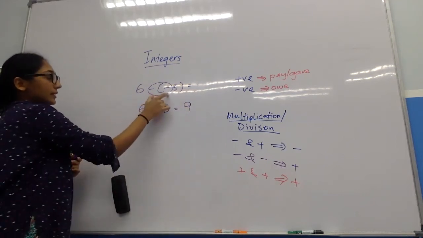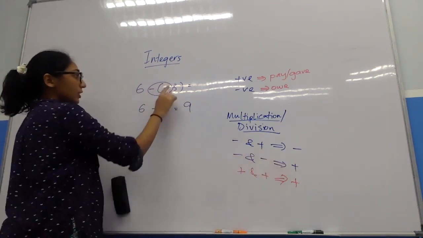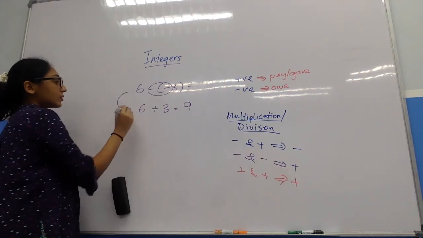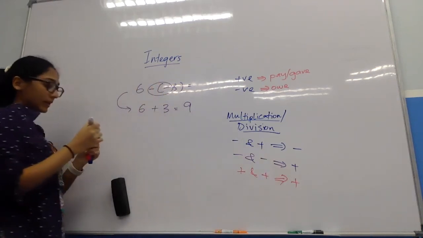So when it's side by side, you see what the rule is. Negative and negative become positive. So you rewrite this as this. So this is your step. You have to write this question again, but now you change the negative to positive.